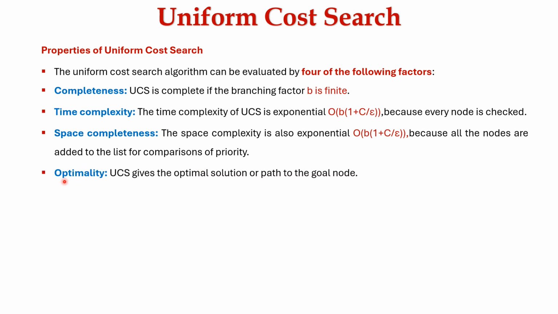Finally, optimality. UCS gives the optimal solution or path to the goal node always. So hope you are clear in uniform cost search.